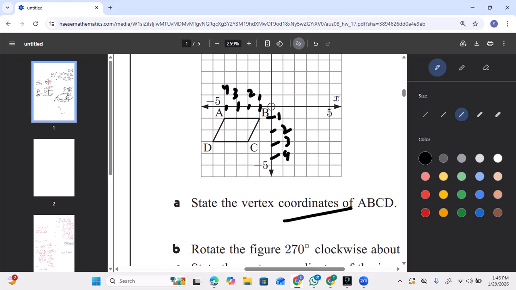Now if we try to manage it like this, we know that B is at point 1 and 1, A is at point 4 and 1, C is at point 1 and 3, and D is at point 4 and 3. Got it? Yes.